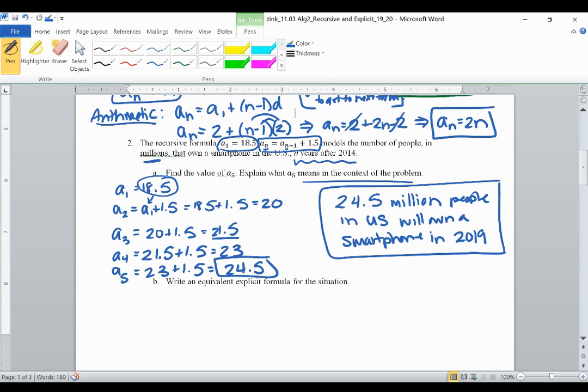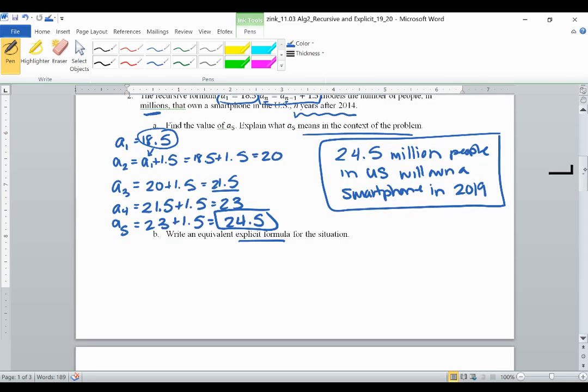And B says write an equivalent explicit formula. So this means I could put in any n value and get out the total. I don't have to find all the terms that come before it like I did with recursive. So to do that, you have 2 options. You can kind of figure out the pattern as to what you're doing. So how many times you're adding 1.5 to your 18.5.